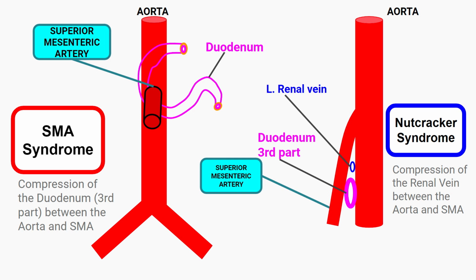As you can see, the compression of the duodenum between the superior mesenteric artery and the aorta causes the superior mesenteric artery syndrome. On the other hand, the left renal vein also lies between the superior mesenteric artery and the aorta, just above the duodenum, and is also susceptible to compression, resulting in the Nutcracker syndrome.